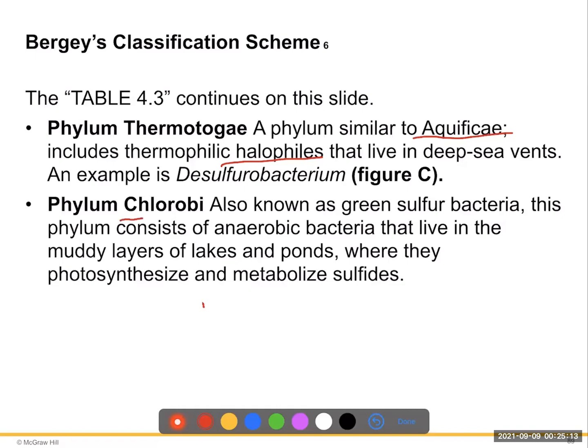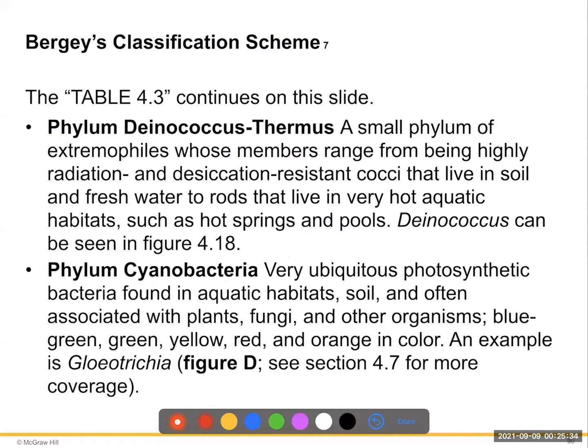Phylum Chlorobi, known as green sulfur bacteria. This phylum consists of anaerobic bacteria that live without oxygen, in the muddy layers of lakes and ponds, where they photosynthesize and metabolize sulfides. They live without oxygen, they metabolize sulfur instead of oxygen. All right, let's continue with the table.